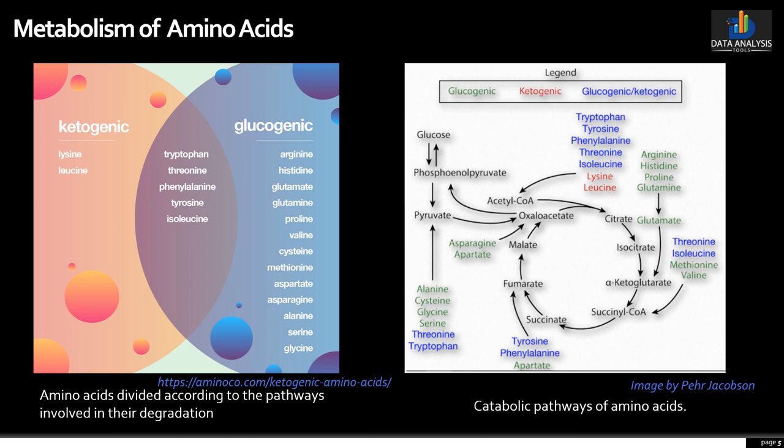From a perspective of breakdown, that is catabolism, amino acids are categorized as glucogenic if they produce intermediates that can be made into glucose, or ketogenic if their intermediates are made into acetyl-CoA. The figure on the left lists the glucogenic and ketogenic amino acids. Also note that some amino acids are both glucogenic and ketogenic. The figure on our right shows the metabolic fates of catabolism of each of the amino acids.